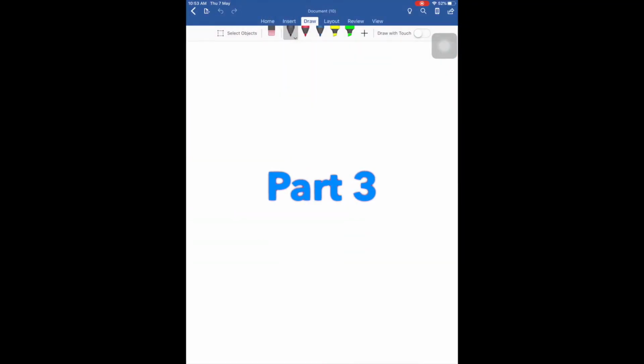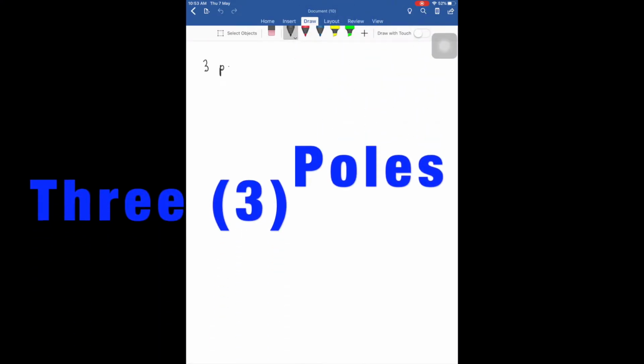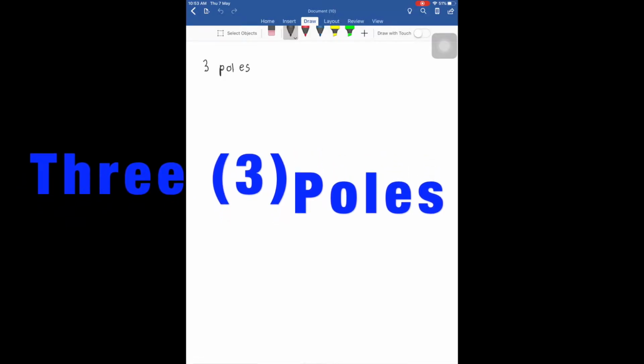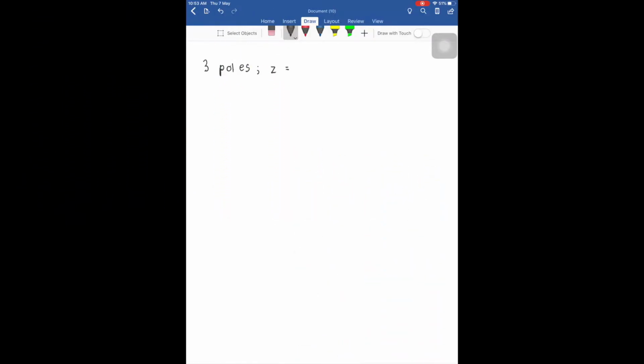Okay, let's say we have 3 poles. For example, z equal to 0.1, 0.2, and 2. So basically, if we have 3 poles, definitely we have more than 3 ROC. Why? Let's draw.